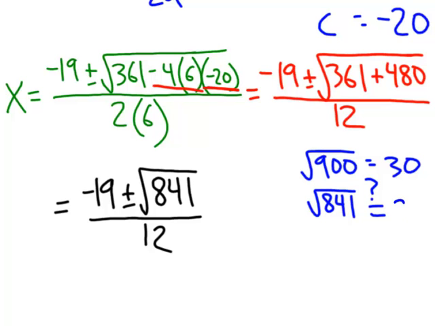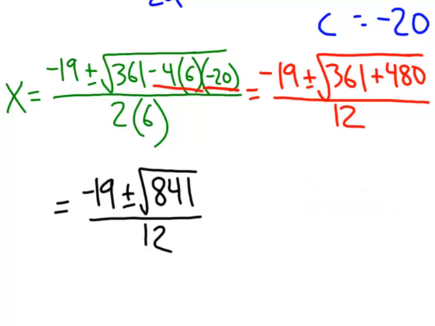We might make an educated guess that 841, which isn't terribly much smaller than 900, we might ask ourselves, is the square root of 841 29? Is it a nice clean integer? It turns out it is, and I expect that without too much trouble you could convince yourself that this is a true statement. All right, so let's go ahead and put that in here. Negative 19 plus or minus 29 over 12.